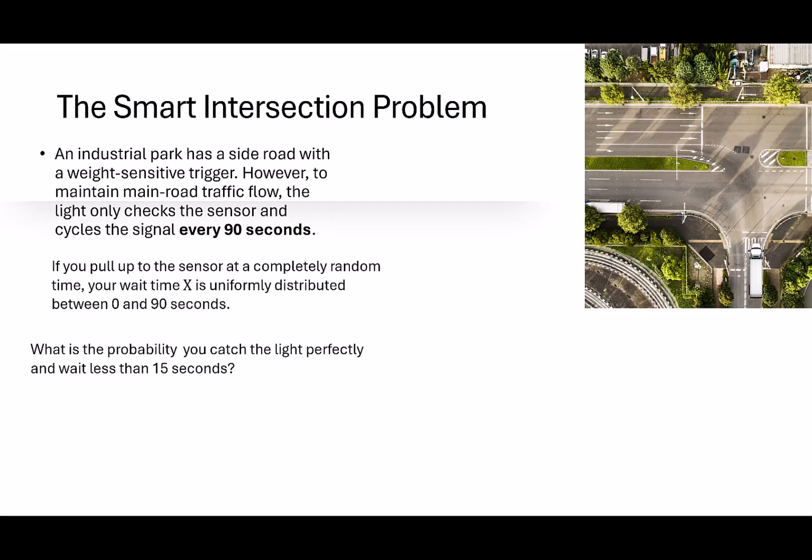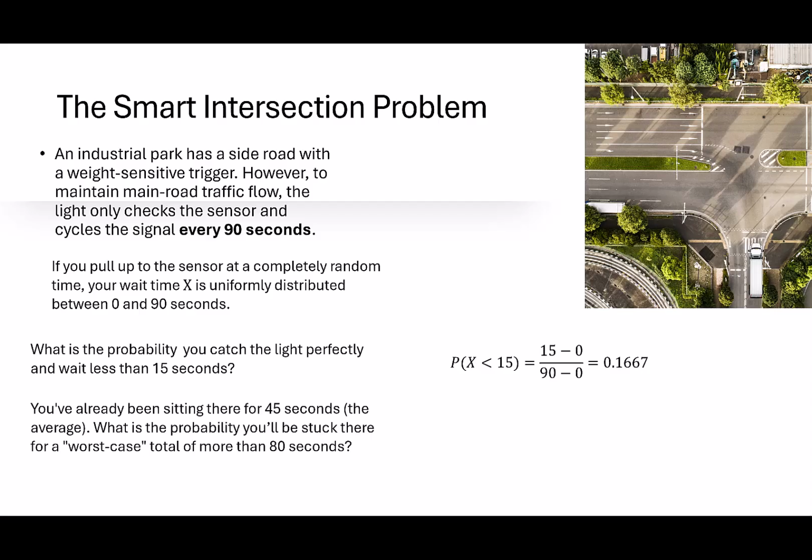Let's find the probability that you catch the light perfectly and wait less than 15 seconds. We'll write that as the probability x is less than 15, which is equal to (15 minus 0) over (90 minus 0), which gives us 0.1667.